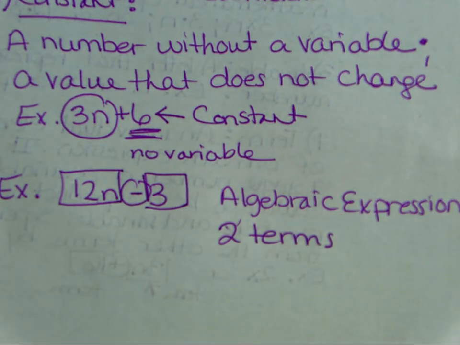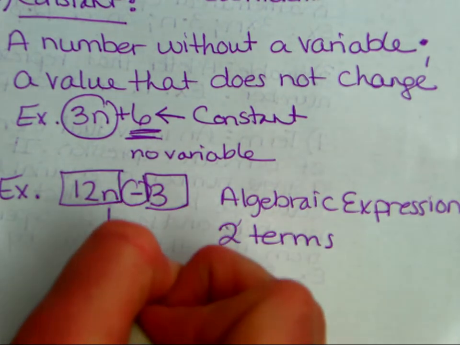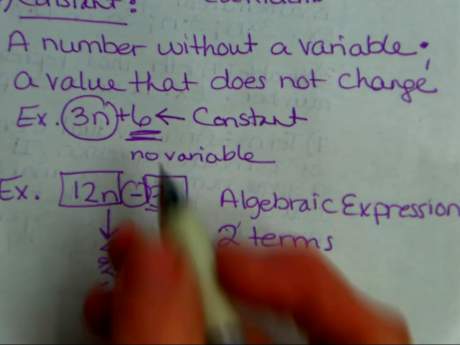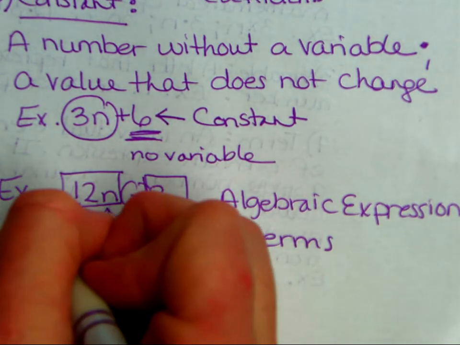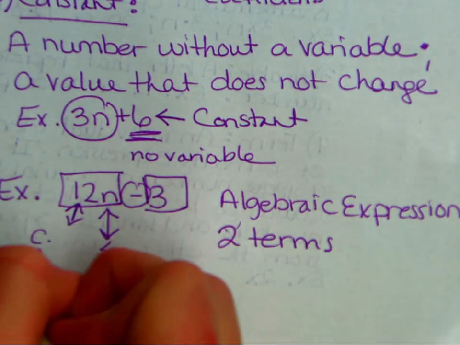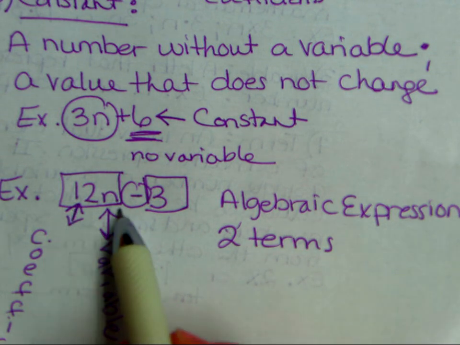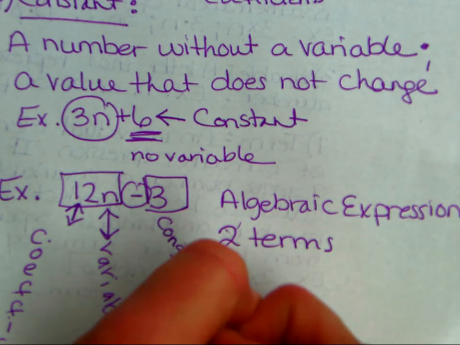All right? Now let's look and see where our variable, our coefficient, and our constant are. First of all, this little n right here, that is your variable. Then, right here, what does that make that? Well, that is going to be your coefficient. So we've got our coefficient, our variable, and then what does that leave? Well, that leaves that as your constant.